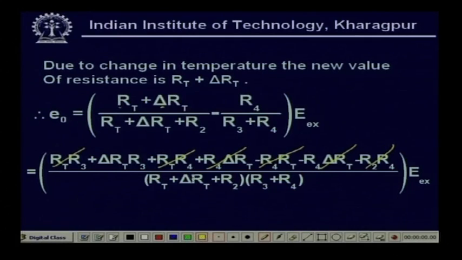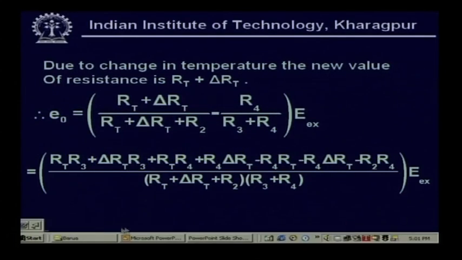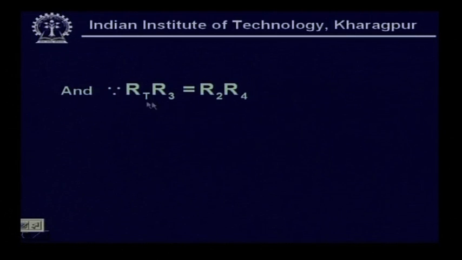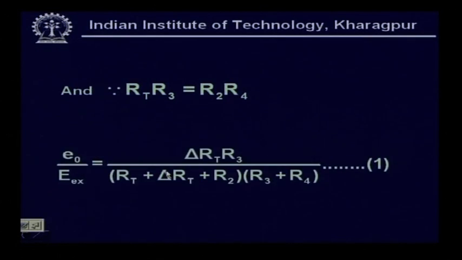So what will remain? Delta RT into R3 is the only factor that will remain in the numerator, upon RT plus delta RT plus R2 multiplied by R3 plus R4, because the condition is RT R3 equal to R2 R4, which is why the first term and the last term were cancelled out. So ultimately I will get the expression E naught upon excitation EX equals delta RT into R3, upon RT plus delta RT plus R2 whole multiplied by R3 plus R4.